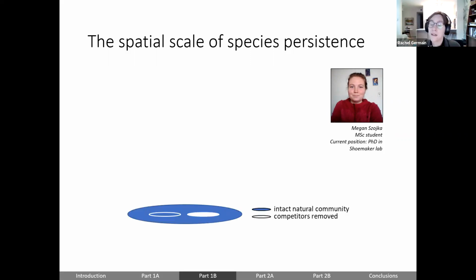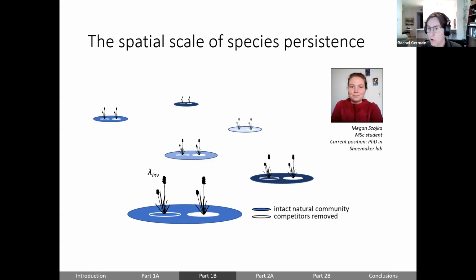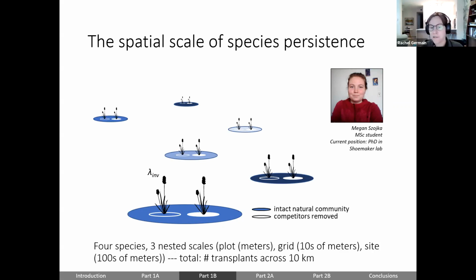Where basically Megan replicated the experiment that I've just shown you, except what she's done additionally is able to remove competitors or leave them intact and actually perform an invisibility experiment where she's looking at, okay, if we put these populations in this particular plot of this particular environment, are they going to be persistent or not? But again, doing this across the landscape in a whole bunch of different environments at a whole bunch of different scales. She's done this with 4 species.